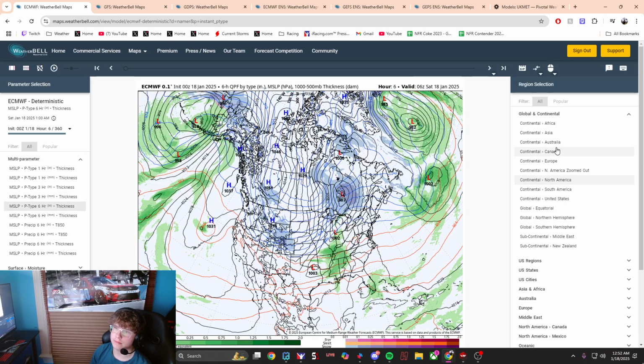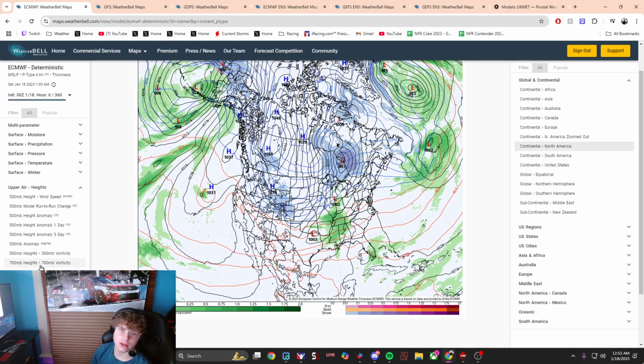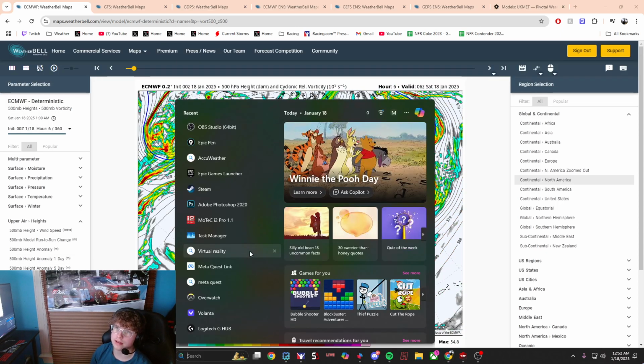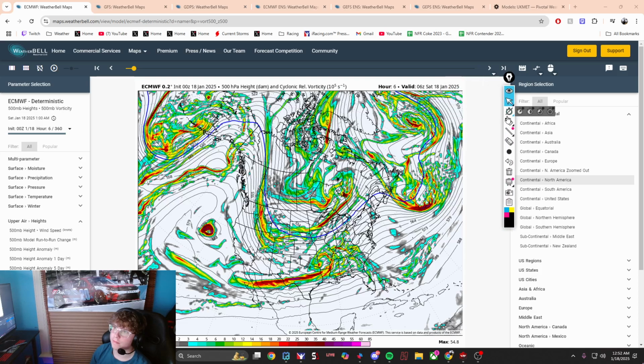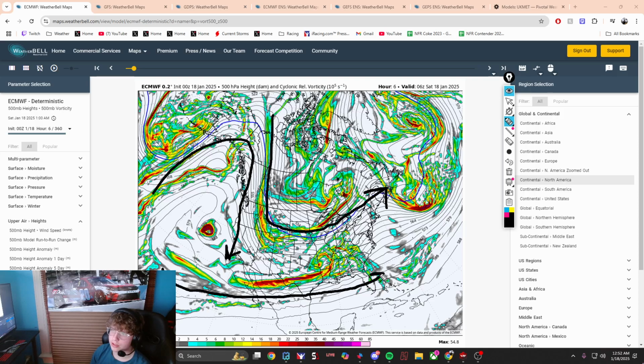Now, if we go to North America, go to upper air heights. Basically, what you're looking at is, let me go ahead and get my pen here. You'll see here you have a big ridge, your positive WPO, and then you have a big dip in the jet stream. Then you have your southern subtropical jet, and then you have your energy. It's up here. It's actually this right here.